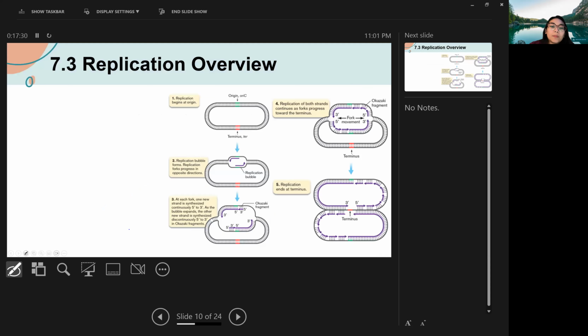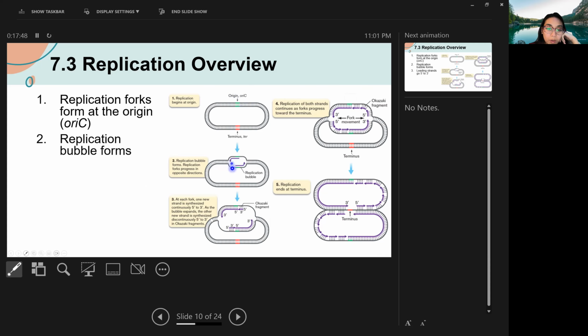Okay. So just a quick overview. The first step in DNA replication for bacteria is that we're going to create the replication forks, and this is going to happen at the oriC, also known as the origin. So the origin or the beginning. Okay. And what's going to happen is we're going to create a bubble, because the DNA strands are going to split at that region, and it's going to create a little bubble, and then we're going to have replication happening in both directions. So going in this direction and also going in this direction, and then eventually they'll meet in the middle.